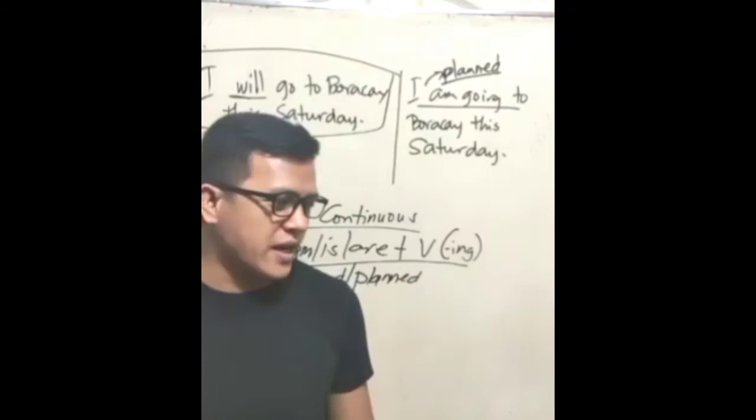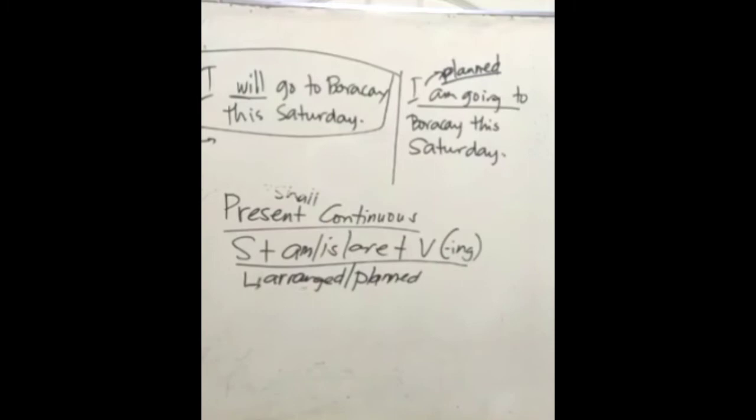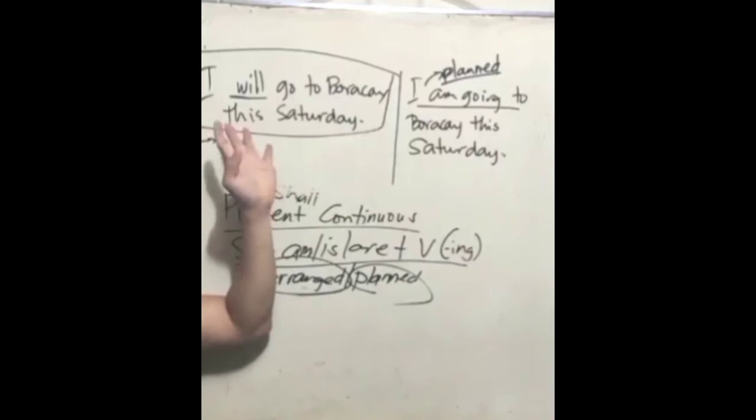So, ayan siya. Plans, arrangements or plans, things you already have decided, that's it. You have to use the present continuous to mean future. But if you are just deciding at the time of speaking, you have to use will or shall to mean future, okay? Okay ba?